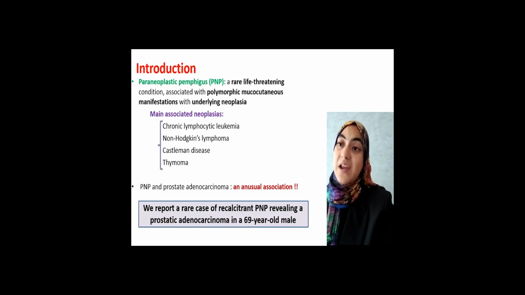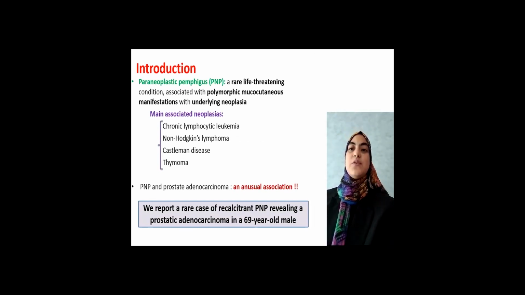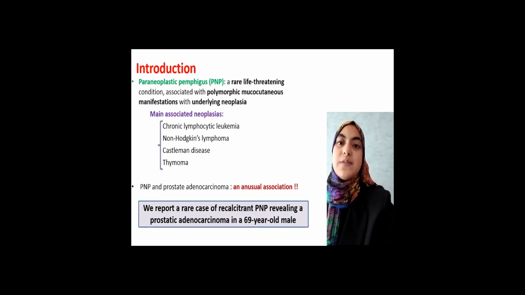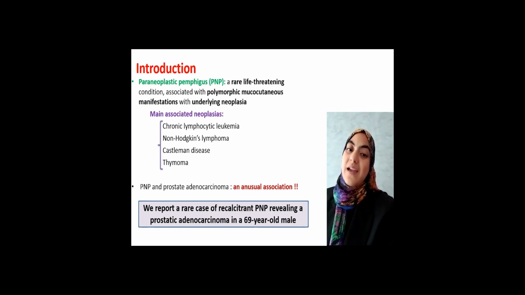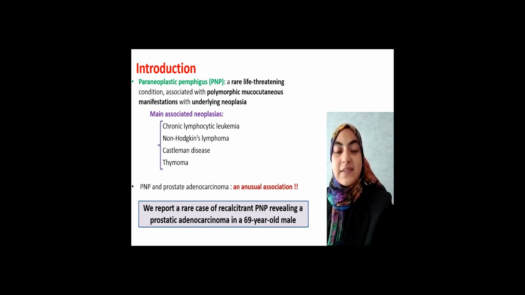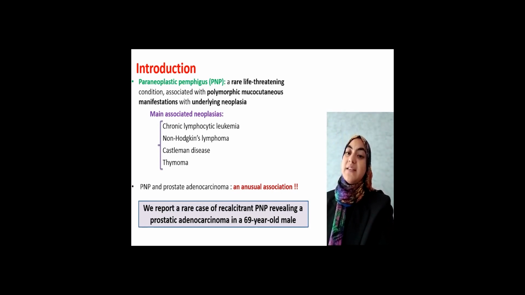Paraneoplastic pemphigus is a rare life-threatening condition associated with polymorphic mucocutaneous manifestation with an underlying neoplasia, mainly represented by hematological malignancies such as chronic lymphocytic leukemia, non-Hodgkin's lymphoma, Castleman disease, and thymoma. Paraneoplastic pemphigus associated with prostate adenocarcinoma is an unusual situation.